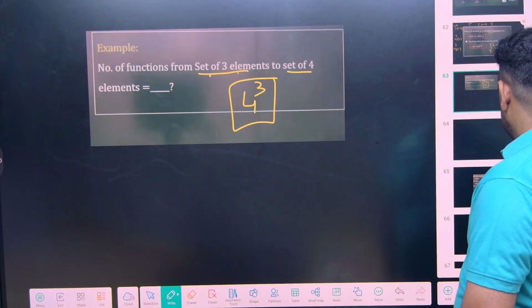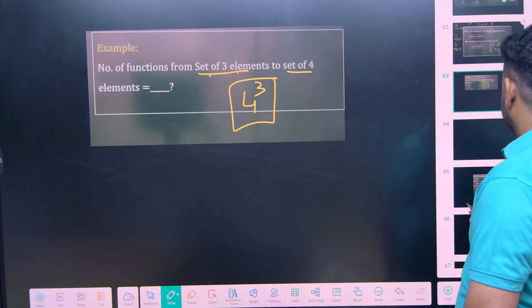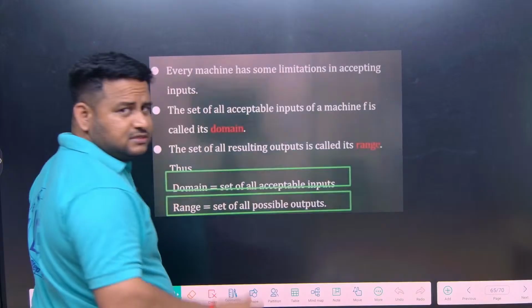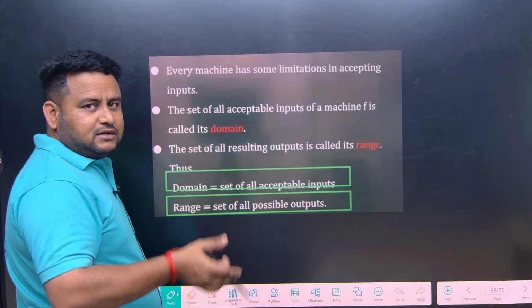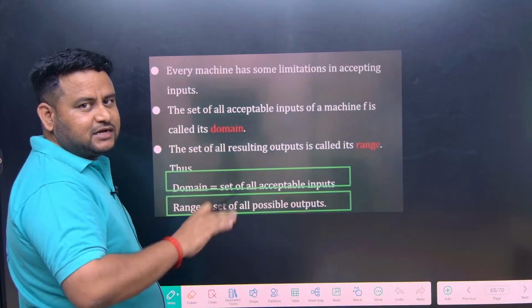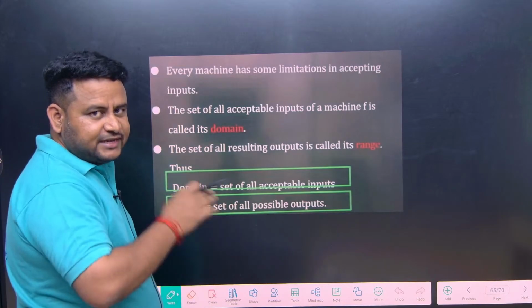Set of 3 elements to set of 3 elements. See further, every machine has some limitation in accepting inputs. That means the machine is having some limitation. Every machine cannot accept every input. Depending on the machine or depending on the function, we can give the inputs.